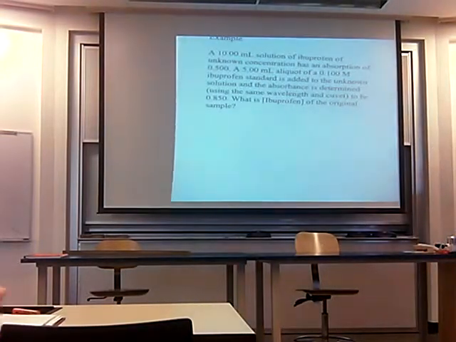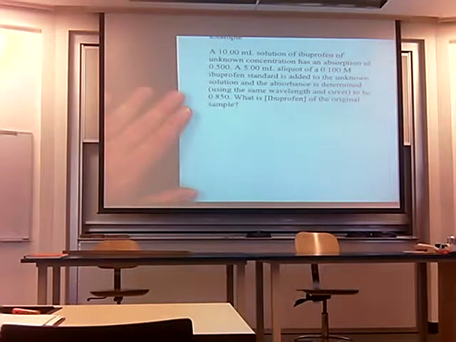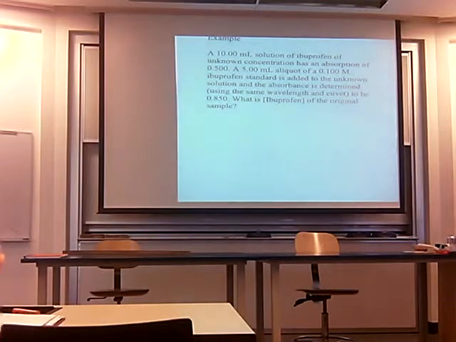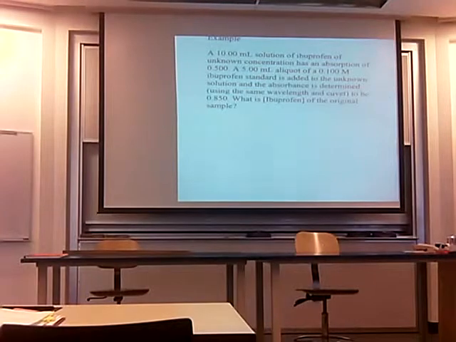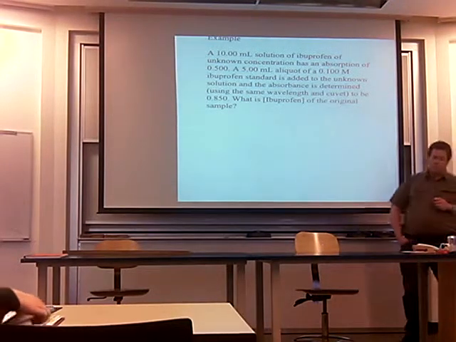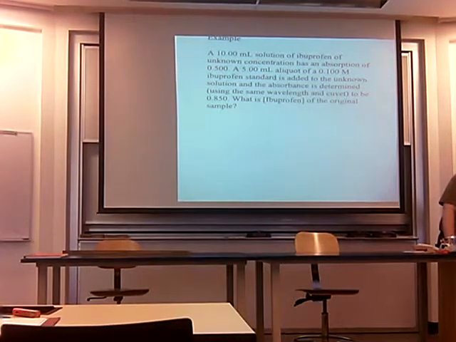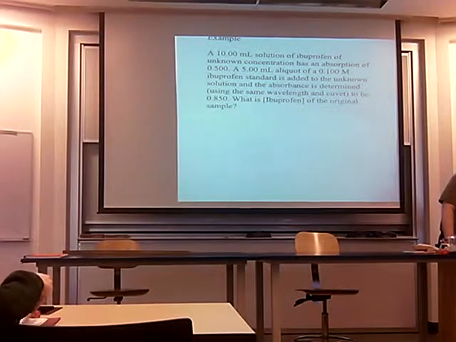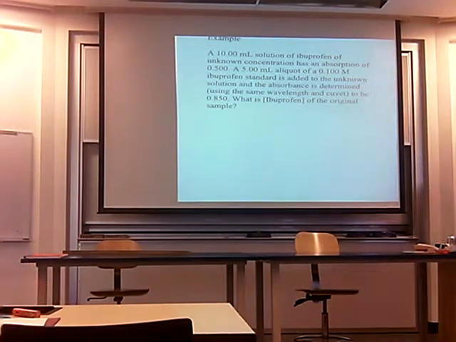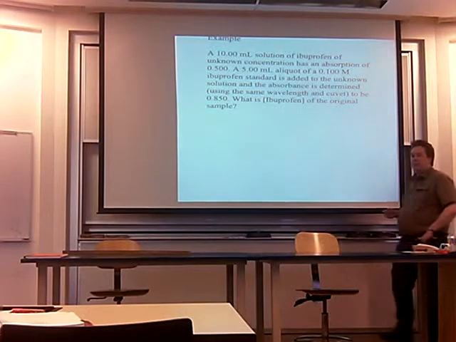So for example, if we have a 10 mL solution of ibuprofen, in a complex mixture of stuff, we measure an absorbance of 0.5. We then add 5 mL of a 0.1 molar solution of known ibuprofen. And using the same system, the absorbance increases to 0.85. We should now be able to calculate the concentration of ibuprofen in that original sample.